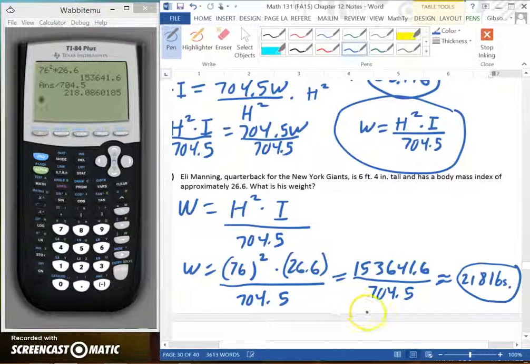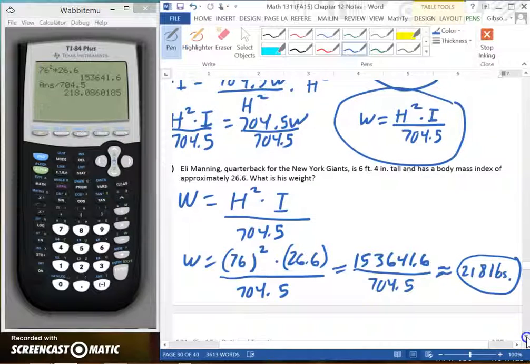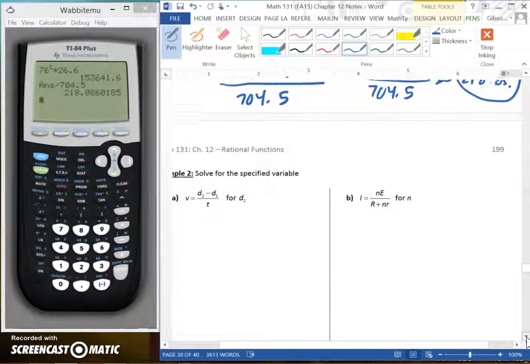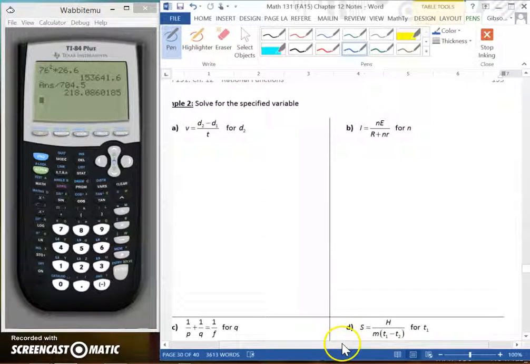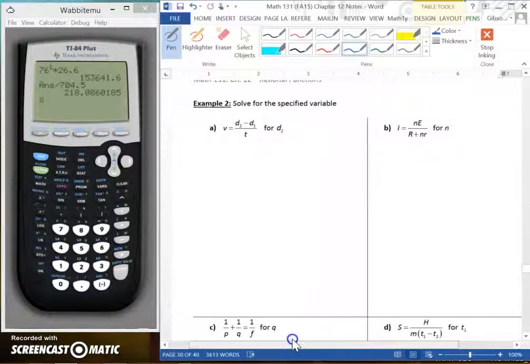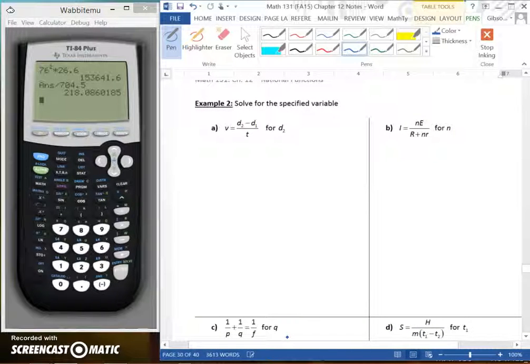Okay, now we go to the next page. We have example 2. It says solve for the specified variable. We have b equals d sub 2 minus d sub 1 all over t, for d sub 2. So we need to get d sub 2 by itself. We know we have to get rid of this t here, so we can multiply each side by t.